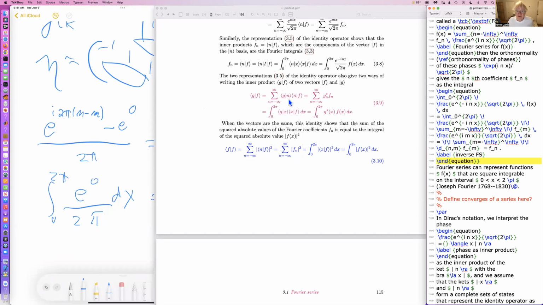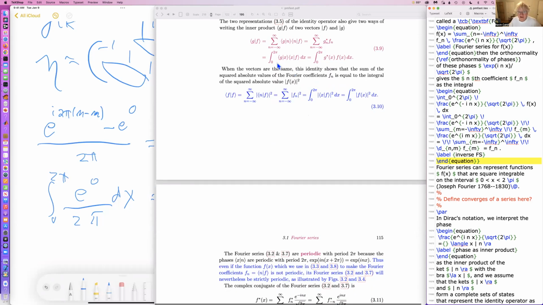So in other words, we insert the identity operator this way and we get that. Insert it in the form of x and we get this, and so we have an equality: g_n star f_n summed over n is the same as the integral of g star f. When f and g are the same, you just get that the squared length of the ket is the integral of the square of the function.